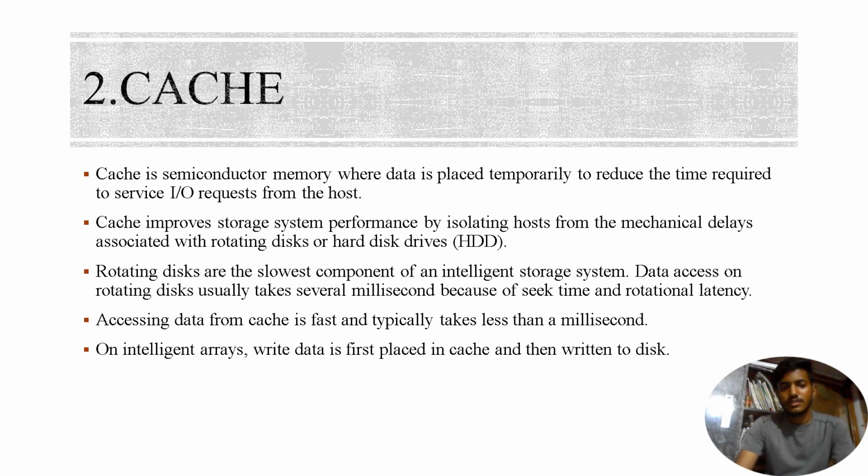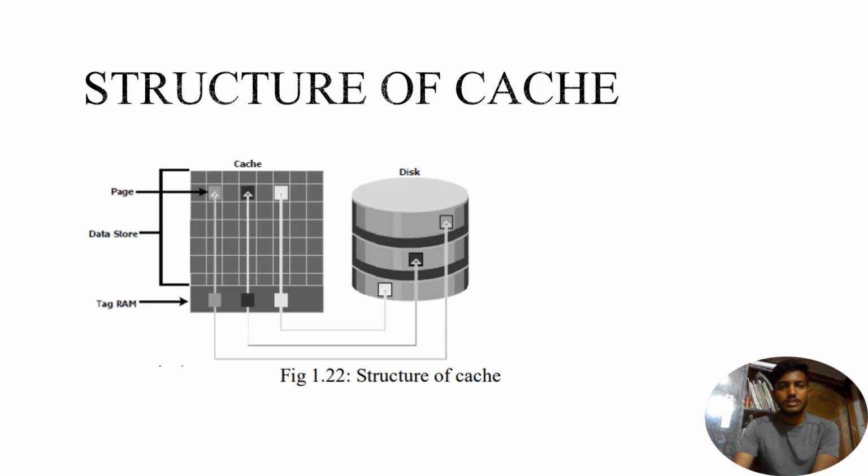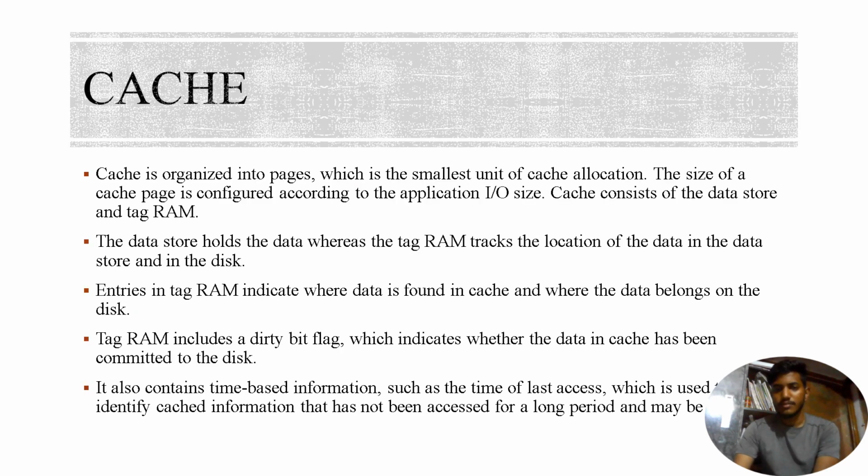In an intelligent array, write data is first placed in cache and then written to the disk. This is the structure of cache. This is the disk and this is the cache. This is the page, data stored, and RAM connected to the disk. Structure of the cache.